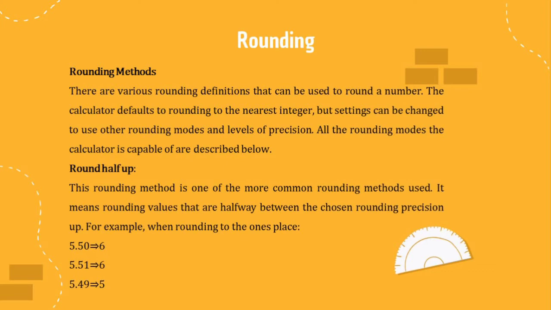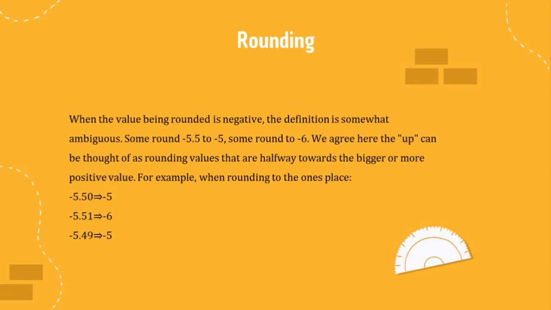5.49 equals 5. When the value being rounded is negative, the definition is somewhat ambiguous. Some round negative 5.5 to negative 5, some round to negative 6. We agree here the up can be thought of as rounding values that are halfway toward the bigger or more positive value. For example, when rounding to the ones place, negative 5.50 equals negative 5.